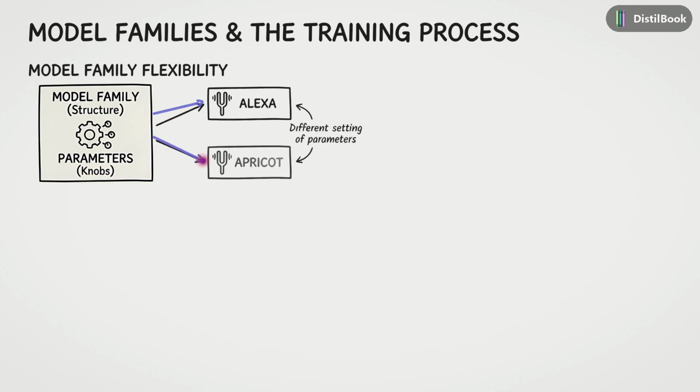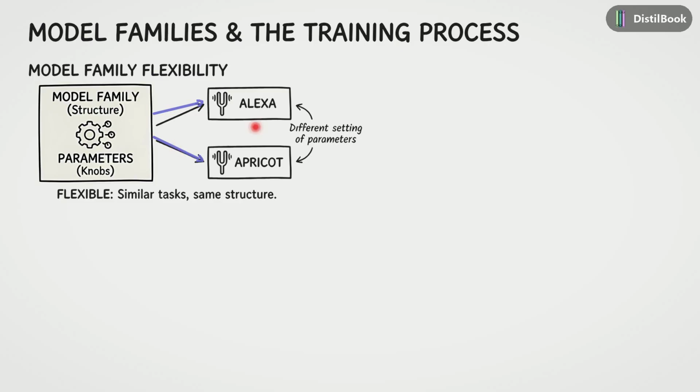Think of this flexibility like tuning a radio. The radio is the structure, but you turn the knobs to find different stations. For example, we can take this same structure and tune the knobs to recognize the word Alexa. But later we could take that exact same structural family, simply change the settings of the parameters, and teach it to recognize the word apricot. Because these tasks are intuitively similar, they are both audio recognition, they can share the same model family.